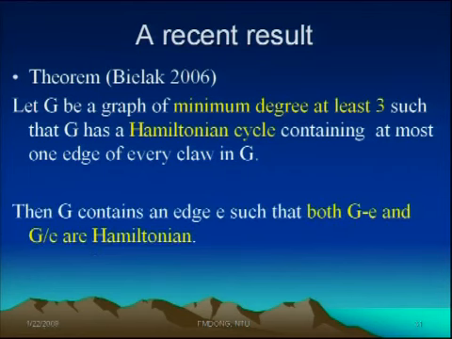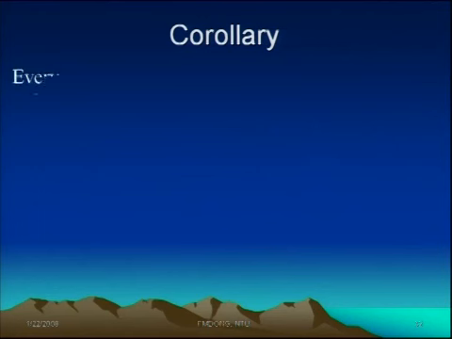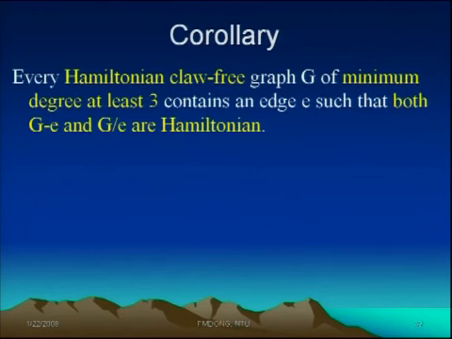And then the graph has one edge E such that G minus E and G contract E both are Hamiltonian. Okay, that's the partial answer to Thomason's conjecture. So if we just consider cross-free Hamiltonian graphs, then of course the graph has one edge such that both G minus E and G contract E are Hamiltonian.